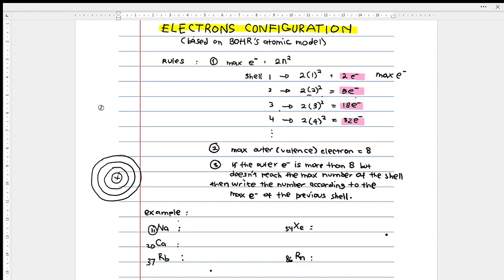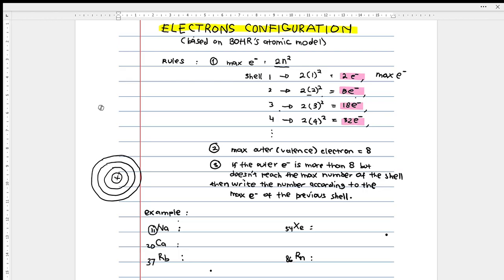Okay, let's start with rule number one. According to the rule, each shell has its own maximum number of electrons. The formula of the maximum amount of electrons is 2n squared. By substituting the number of the shell, we can find that the maximum amount of electrons in shell number 1 is 2, in shell number 2 is 8, in shell number 3 is 18, and in shell number 4 is 32.